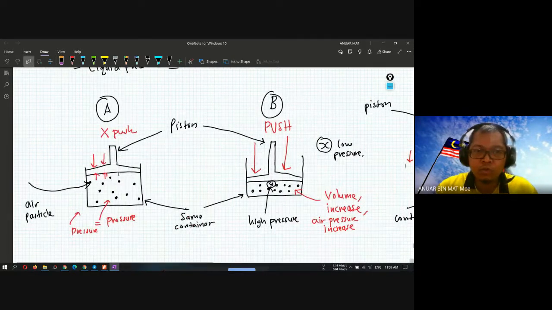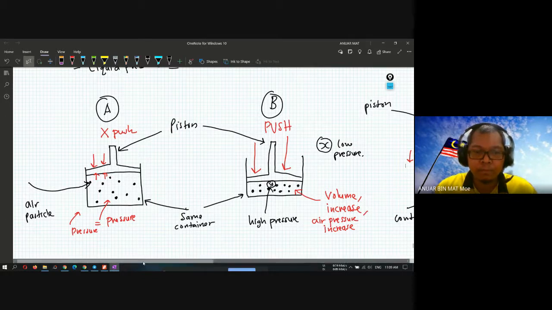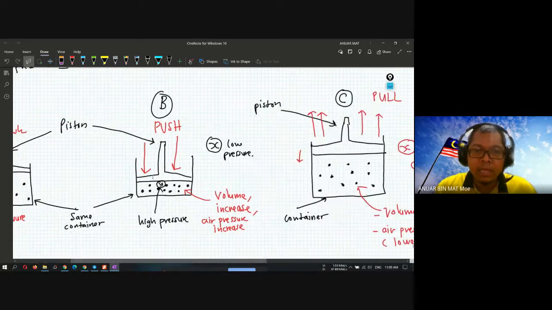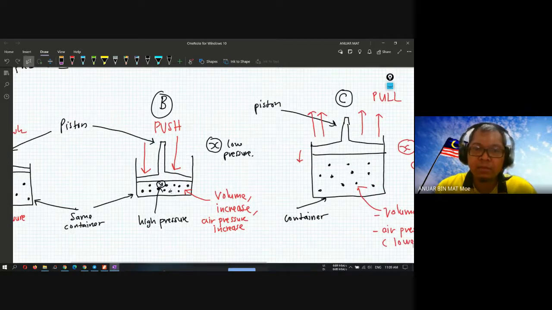When we do not push or pull the piston, it stops. The piston will stop when the air pressure inside and the air pressure outside are equal. In B, when we push, the air inside is compressed and the air pressure inside increases. If I release the piston in B, the piston will be back to normal.